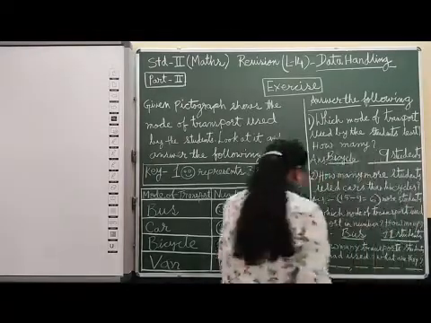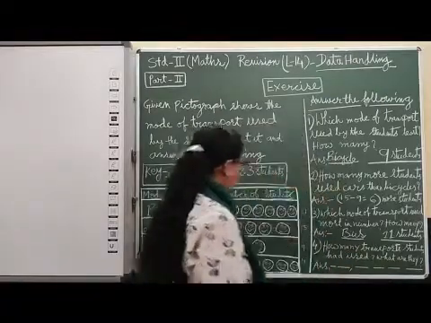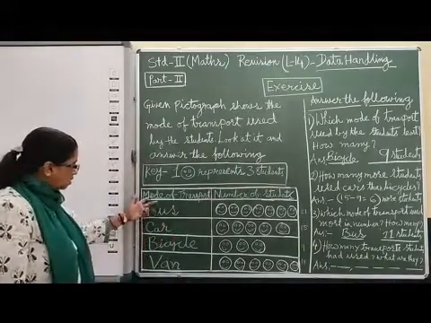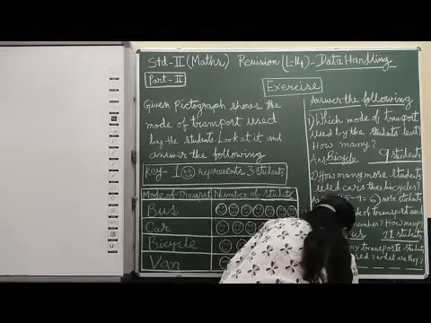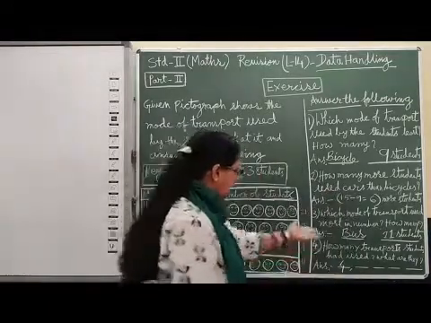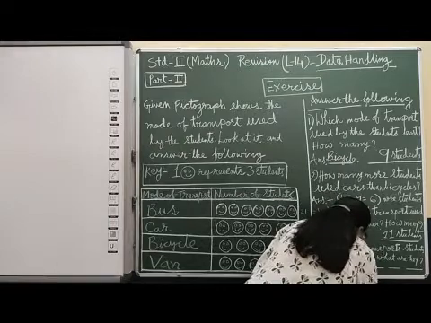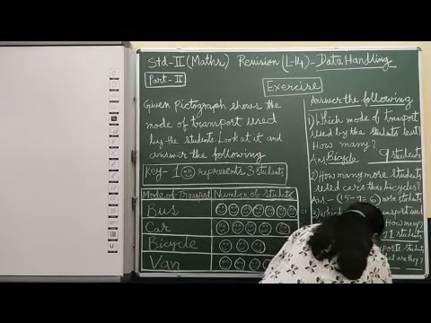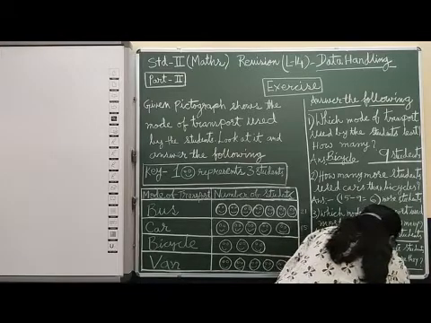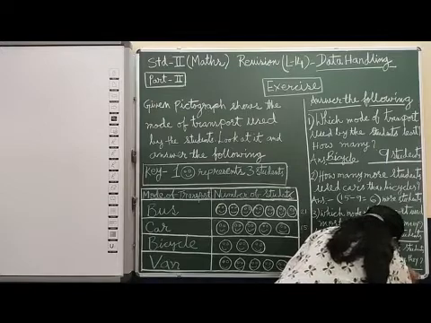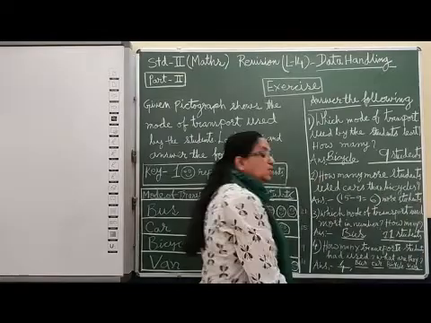Okay. Now the last one. How many types of transport did students use for coming to school? 1, 2, 3, 4. 4 types of transport. Which are they? Bus, car, bicycle, and van. These are the transports they have used for coming to school.